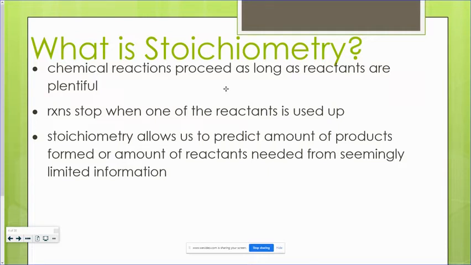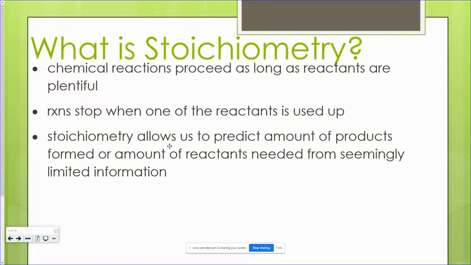Chemical reactions proceed as long as we have reactants to make them happen. And our reactions are going to stop when one of those reactants is used up. Just like if you're trying to make cookies and you measure out your stuff and you keep making cookies until you run out of one thing. One thing's going to run out first. And for some of you, we did do a worksheet earlier where we talked about pizza, and you had to figure out which ingredient of your pizza was going to run out first. Any recipe that you go with, eventually you're going to run out of something, and that's going to keep you from making any more of that particular item.